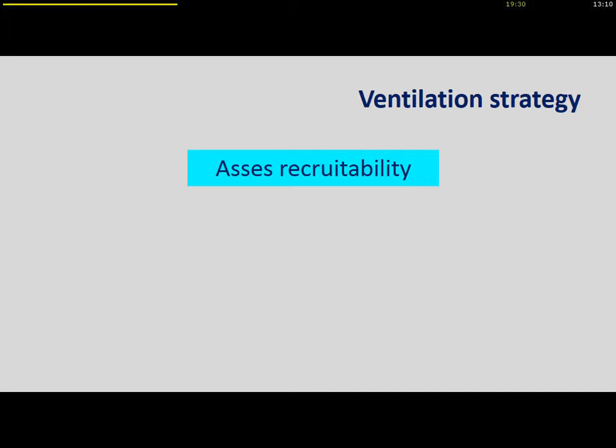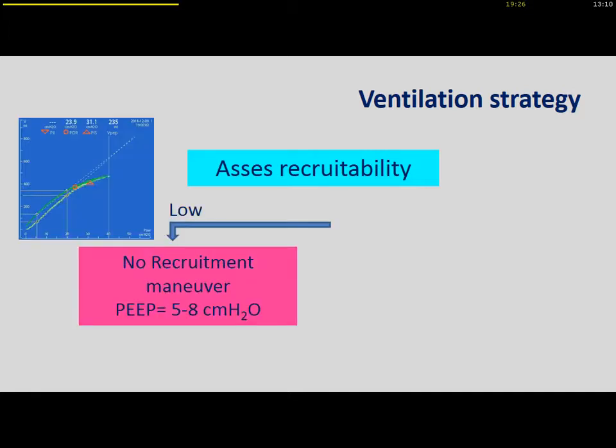So to assess recruitability will help us to decide about the ventilation strategy. If we have a low potential for recruitability, I think we should not perform any recruitment maneuver, and we should not use a high PEEP.